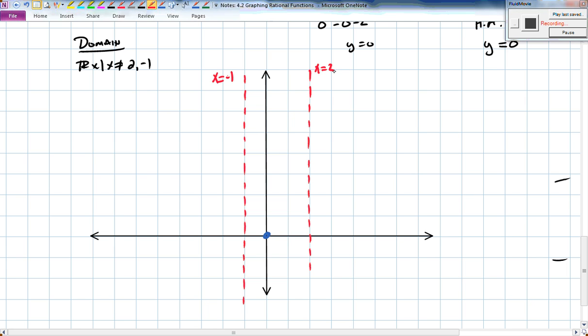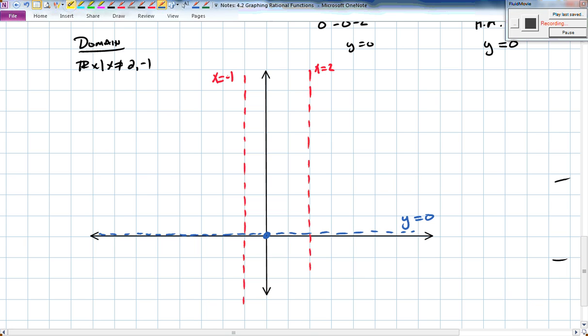Any other asymptotes total? Y equals 0. Very good. What's another name for this line right here? Try again. What's another name? Not the y-axis. The x-axis. There you go. So y equals 0. Very good.